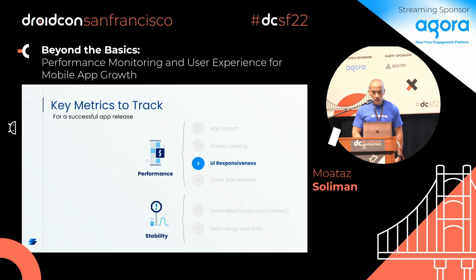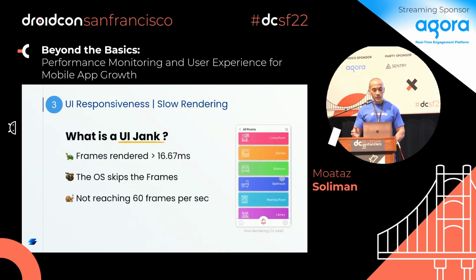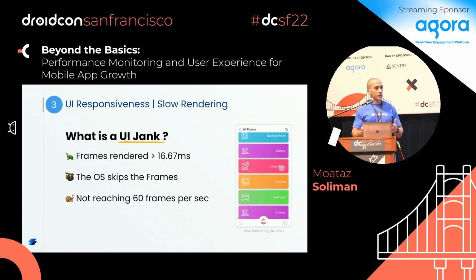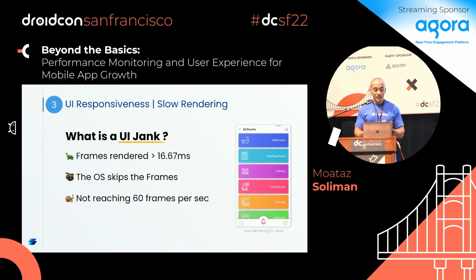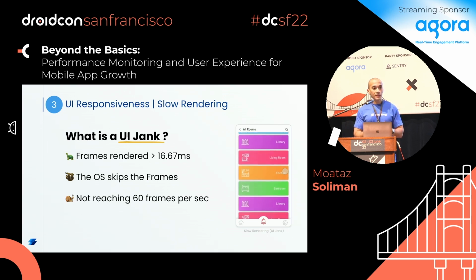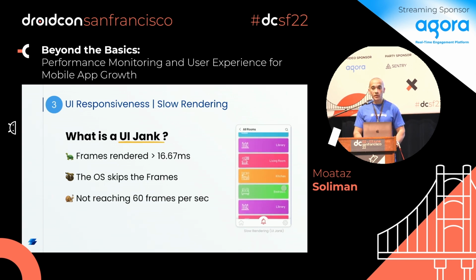Third is UI responsiveness. The way that we define UI responsiveness is basically the UI performance within every screen. So within every screen, this is how fast your UI is rendering. Most of the devices are running on 60 frames per second, so what that means is that a frame needs to be rendered in less than 16.67 milliseconds. If that isn't the case, this is what is called a UI jank.